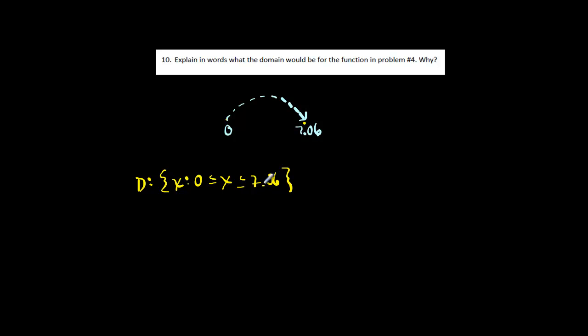So writing it out in words, it has to be greater than or equal to 0 because he can't jump a negative distance. He starts at distance 0, that's his starting point. And it has to also be less than or equal to 7.06 because he can't jump further than that for this particular problem. And that's it.